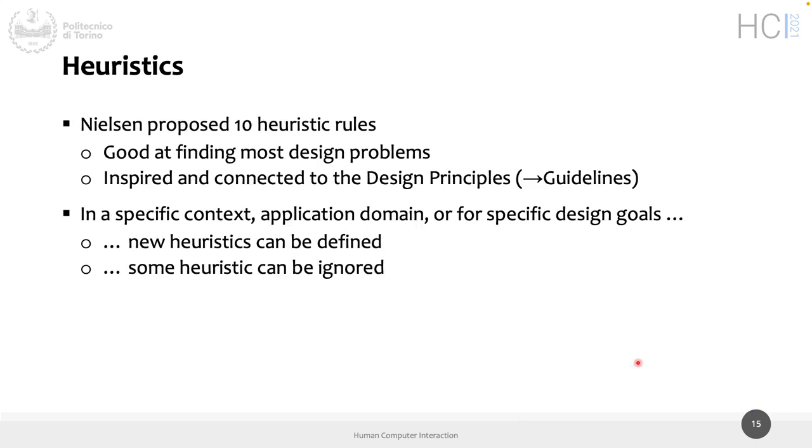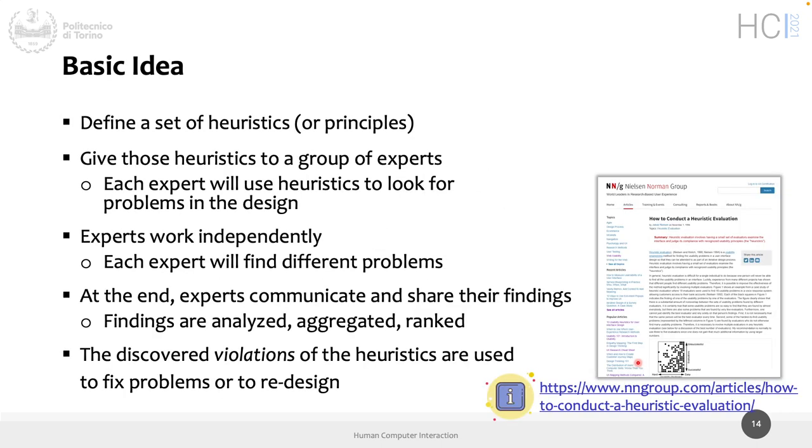And what is the idea? Define a set of heuristics or principles, 10 of them. Give these heuristics to a group of experts, 3 to 5, and each expert individually will look at the user interface and go through one heuristic after another, and see if in that page, in that portion of the user interface, one of these heuristics applies and how. Is it a violation of the heuristic or not? If it's a violation, they note down the problem. If it is not a violation, so it respects the heuristic, it's fine, and they move on to the next heuristic, or to the next page, or the next portion of the page.